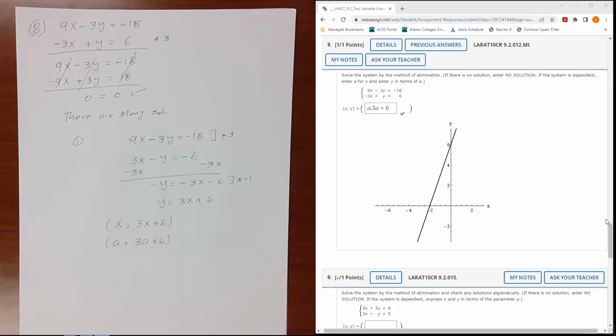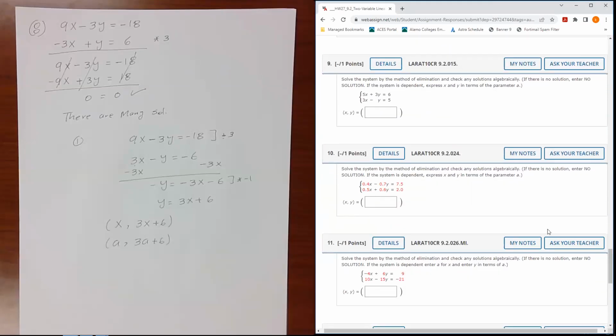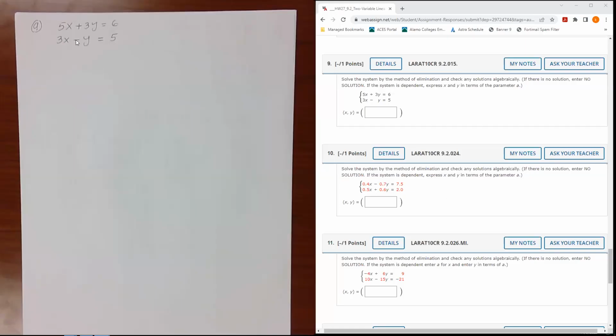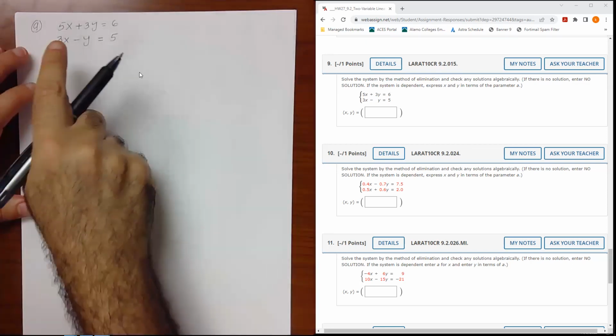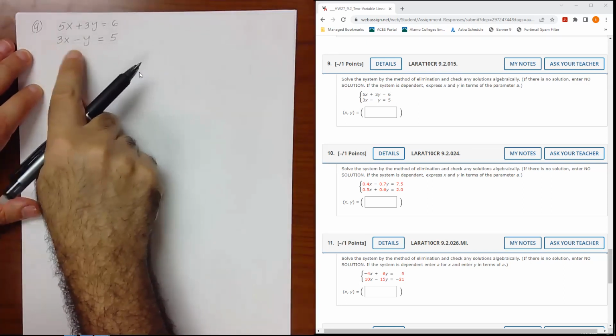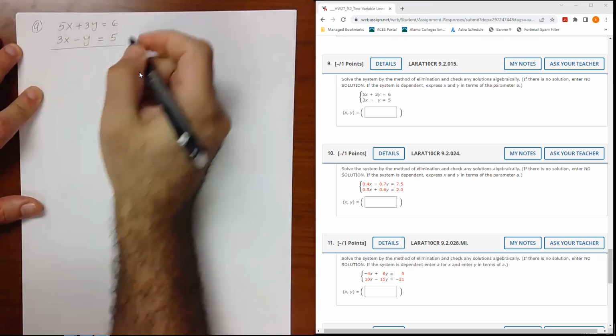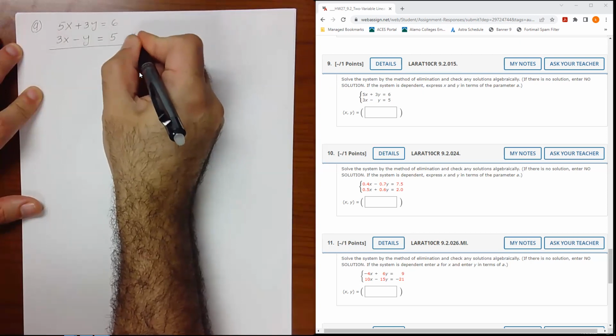Let's move to example 9. Example 9, we just need to find the solution. So example 9, we have 5x plus 3y equals 6, and 3x minus y equals 5. Let's try to solve this system. So what I'm going to do is cancel the y in this example. So I'm going to multiply this one by 3.